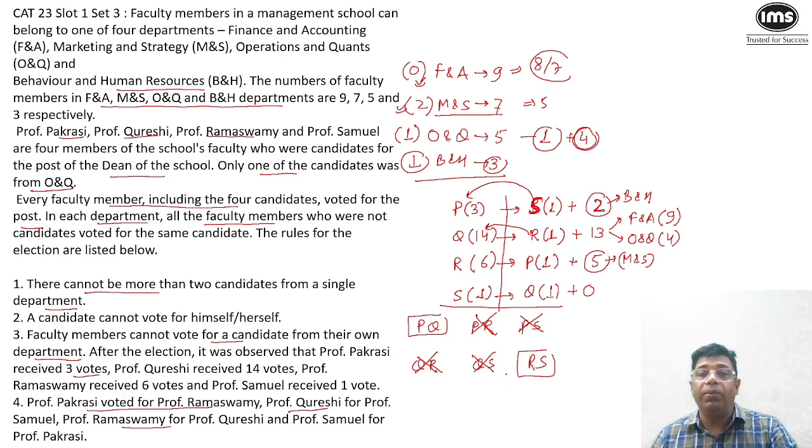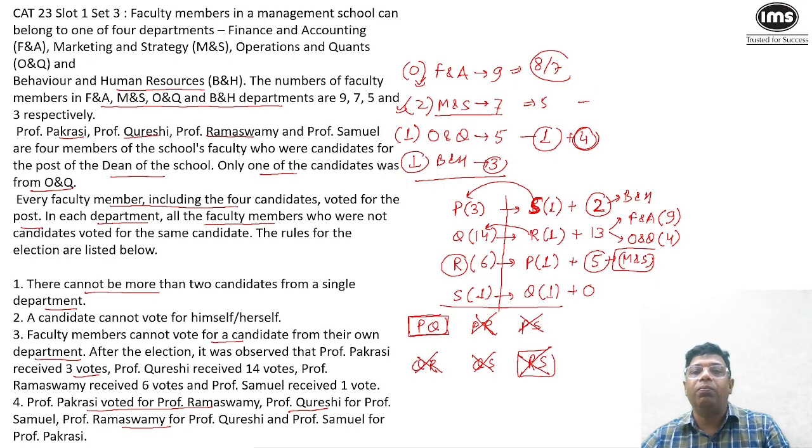the MNDES department. But R cannot be from the MNDES department. Why? Because he is getting 5 votes from the MNDES department. So you can't vote for the candidate of your own department. So in that way, R and S is also eliminated. So what we are left with is PQ. So I think we can clearly say that PQ are the professors from MNDES. So I'll write over here: P and Q are professors from MNDES who are contesting for the post of dean.